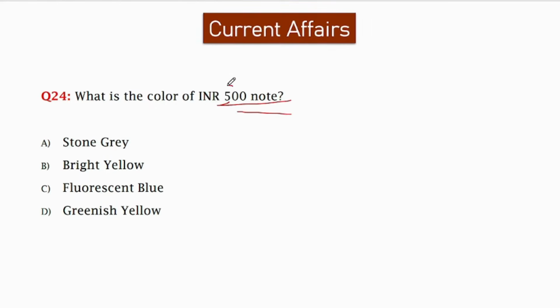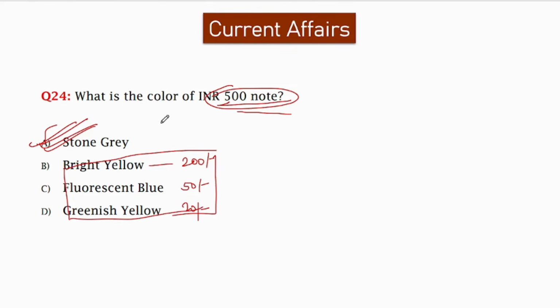All right, so the color of 500 rupee note is stone gray. That's right, stone gray. Okay, so quickly, can you give me the bright yellow is the color of which currency? Okay, let me tell you. This is of 200 rupees note. Fluorescent blue, this is of 50 rupees. Greenish yellow, it is of 20 rupees. Just keep this in mind. It's not necessary that you will be asked for 500 rupees note only. So bright yellow 200, fluorescent blue 50, greenish yellow 20.